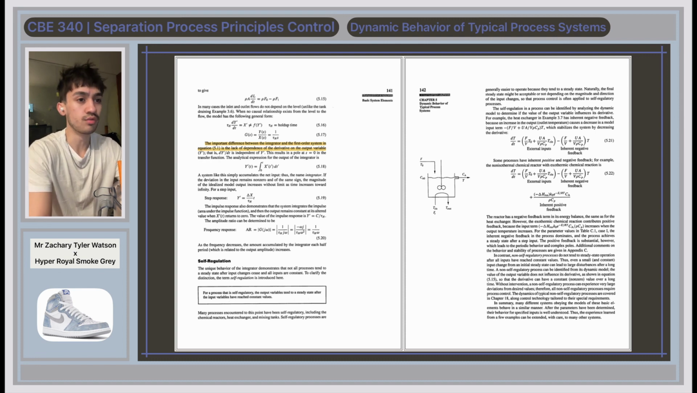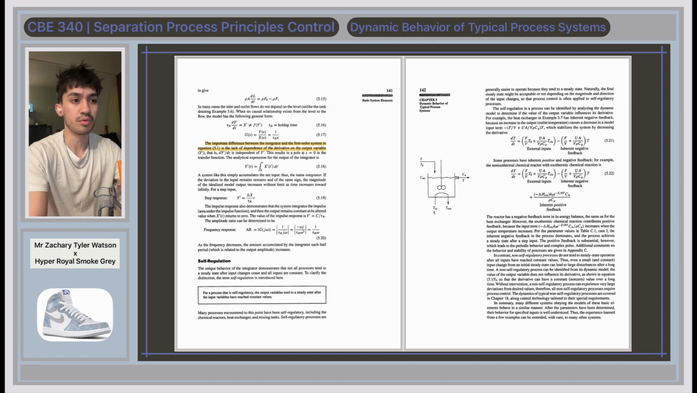The analytical expression for the output of the integrator is given by equation 5.18, in which the output differential with respect to t is equal to the integral from 0 to t of the differential input variable with respect to the differential time variable. A system like this simply accumulates the net input, hence the name integrator. If the deviation in the input remains non-zero and of the same sign, the magnitude of the idealized model output increases without limit as time increases towards infinity.